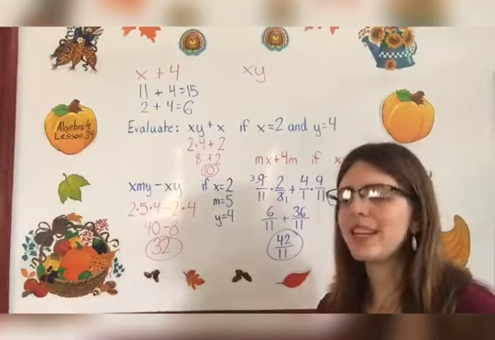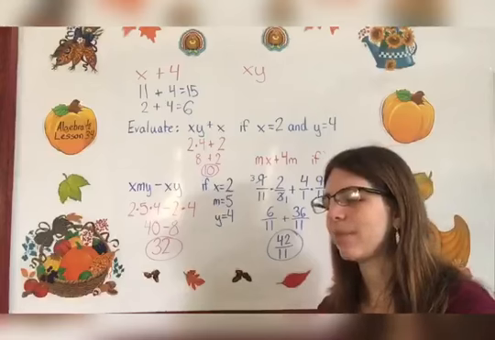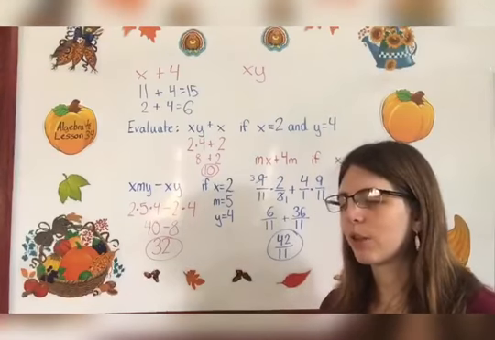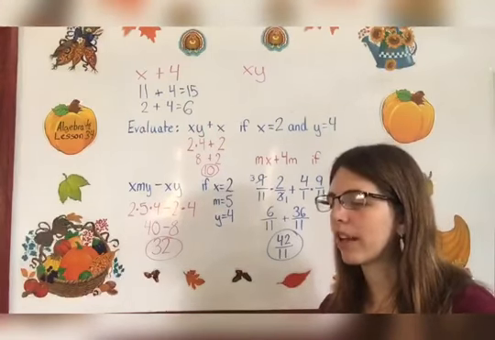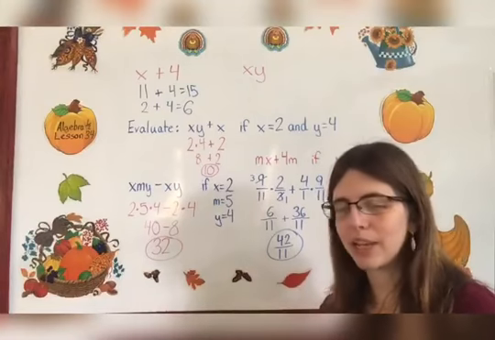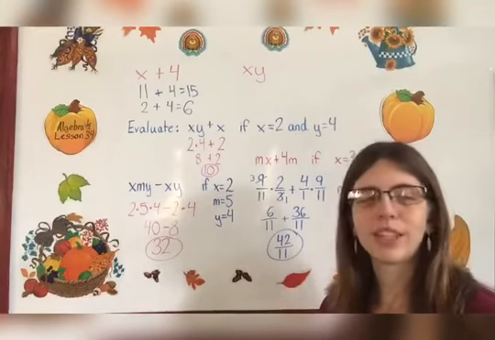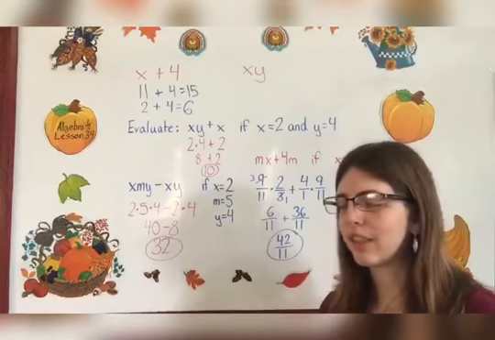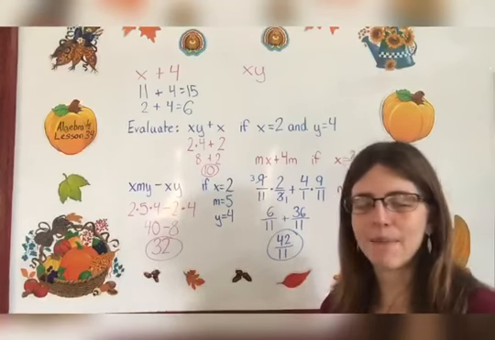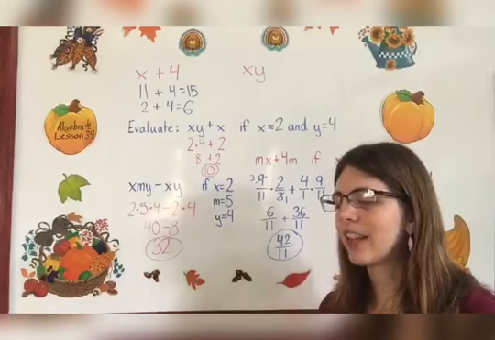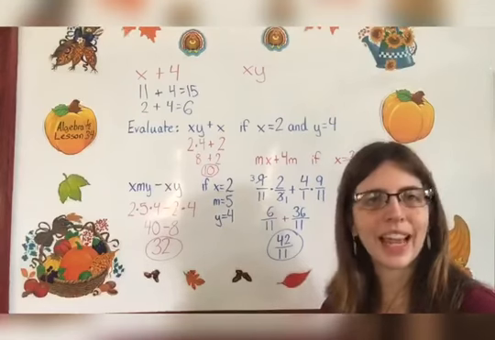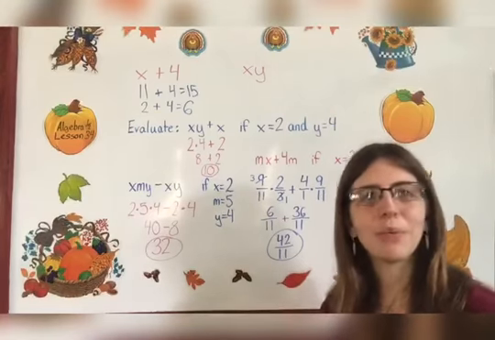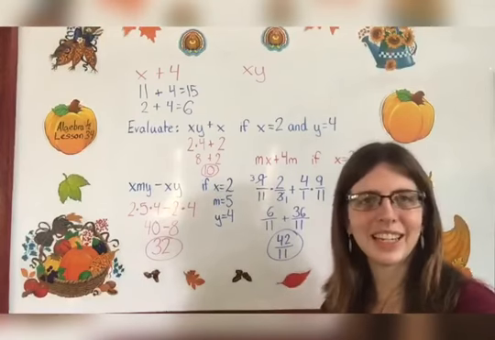Letter B should have been 90. You had mpx, which would have been 6 times 4 times 3, which would give you 6 times 4 is 24, times 3 is 72, plus mx. m is 6, x is 3, so that's 6 times 3, that's 18. So you had 72 plus 18, which is 90.